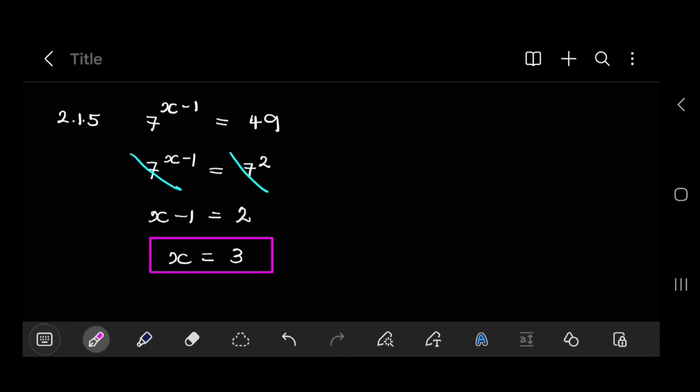Now again, when it comes to questions where you're required to solve for x, and if you're not sure if your x value is correct, all you have to do is take that x value, substitute it into the question, and you should get the left-hand side equal to the right-hand side. So this works out. So x is equal to 3 is correct.